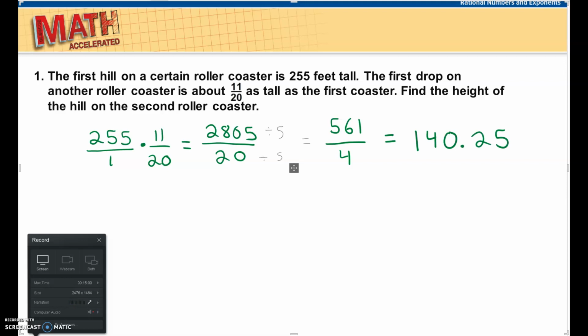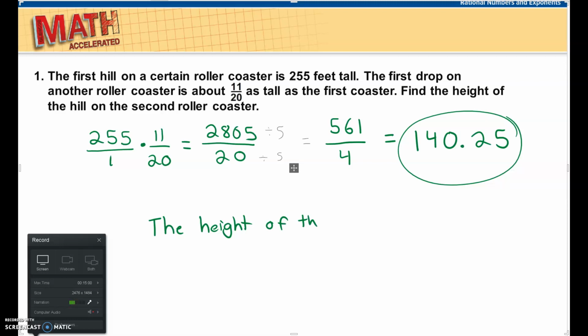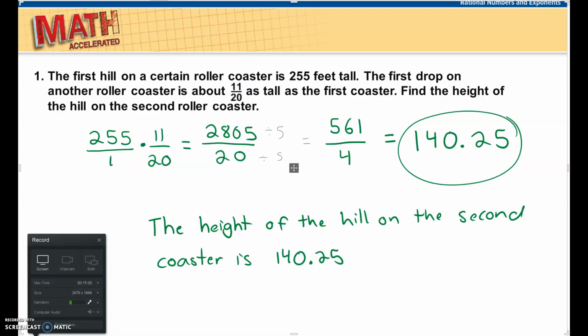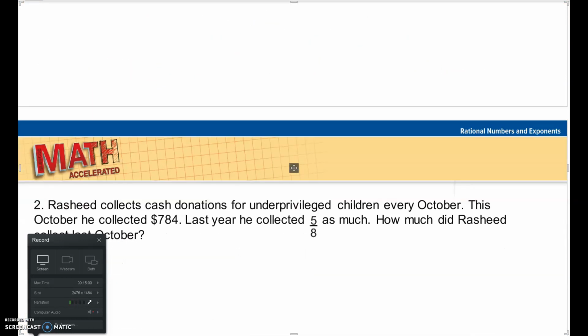So this would be our simplified answer. Again, write our sentence. The height of the hill on the second coaster is 140.25 feet tall. So this was a multiplication problem where we used fractions. Okay, next question.